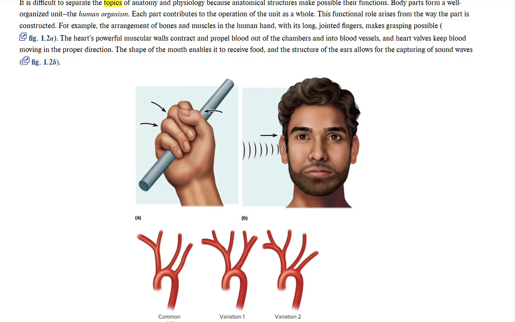It is difficult to separate the topics of anatomy and physiology because anatomical structures make possible their functions. Body parts form a well-organized unit, the human organism. Each part contributes to the operation of the unit as a whole. This functional role arises from the way the part is constructed.